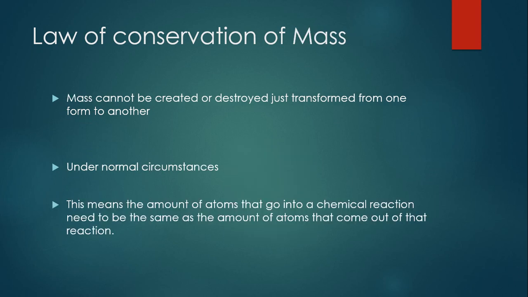But let's talk about the law of conservation of mass. It's basically the same thing. Mass cannot be created or destroyed, just transformed from one form to another. That's what a chemical reaction is doing. It's transforming the mass into something new. So under normal circumstances, that works. Again, Einstein kind of threw a wrench in our laws. That's okay. The important thing is that this means the amount of atoms that go into a chemical reaction need to be the exact same as the amount of atoms that come out of that reaction. Balancing chemical reactions is a big part of that. You've got to have the same number of atoms of everything on both sides.